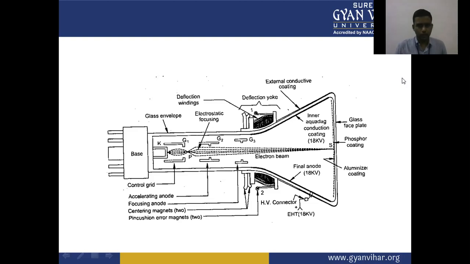So we have G1, G2 and G3 as the control grid, accelerating anode, and focusing anode, respectively, with the centering magnet and error magnets. We have here the EHT equal to 18 kilovolts, and some deflection coil arrangement is also in this picture. So this is the basic architecture of the picture tube for a monochrome television system.